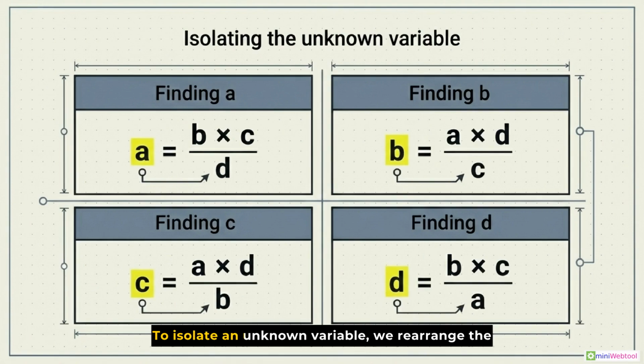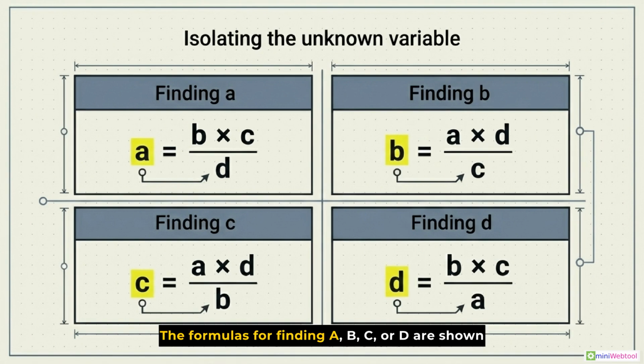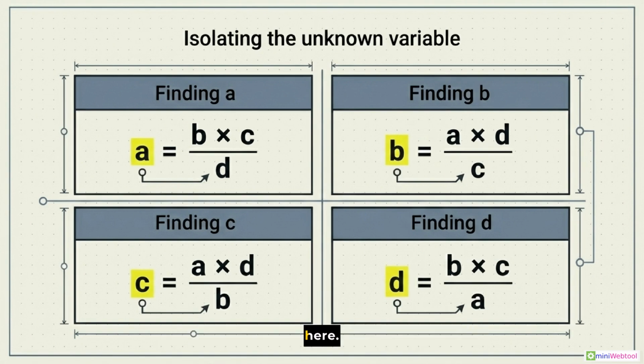To isolate an unknown variable, we rearrange the cross-multiplication equation. For example, to find A, you multiply B by C and then divide by D. The formulas for finding A, B, C, or D are shown here.